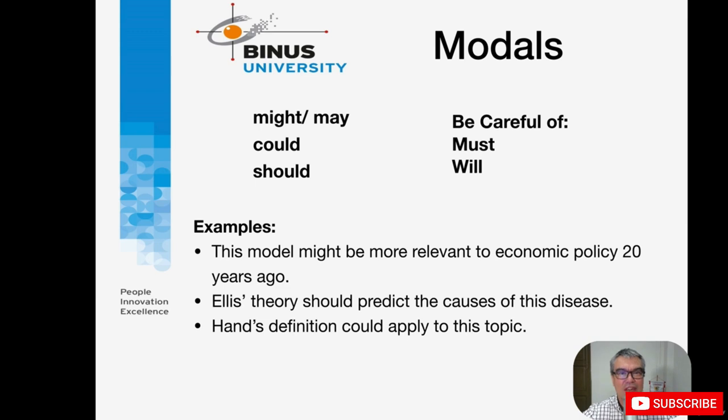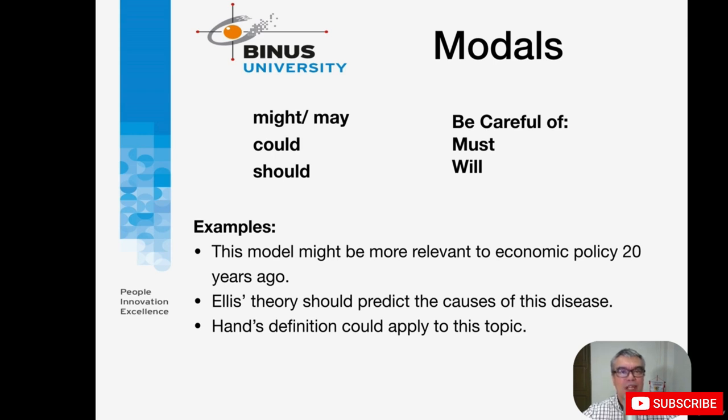Let's just look at a few examples of sentences that use these verbs and show tentativeness then. So the first one. This model might be more relevant to economic policy 20 years ago. Ellis's theory should predict the causes of this disease. And then Hans' definition could apply to this topic.